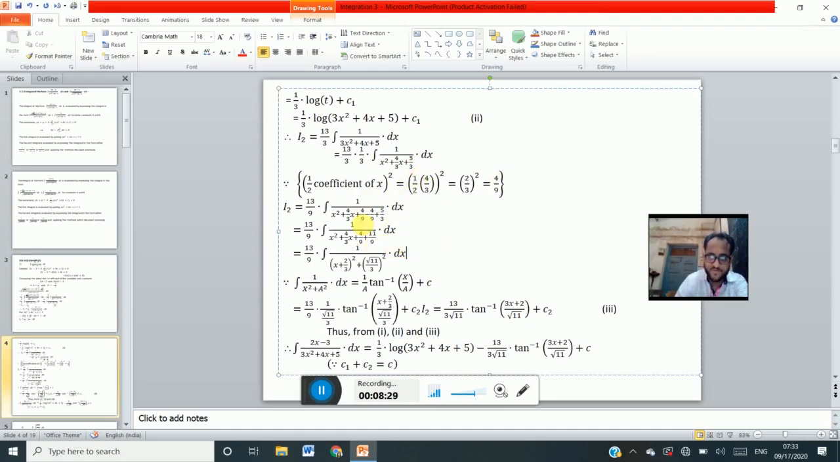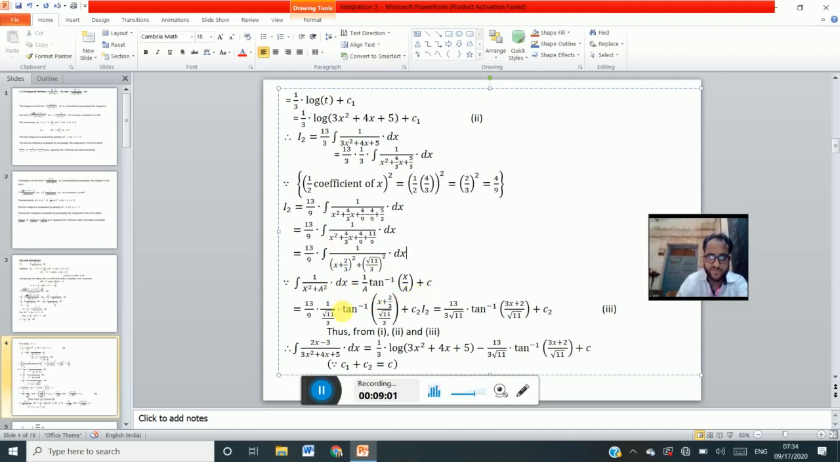Then simplify here. What do we get? x square plus 4 by 3x plus 4 by 9, and minus 4 by 9 plus 5 by 3, that is plus 11 by 9. Then the first three terms are the perfect square, x plus 2 by 3 whole square, and 11 by 9 in square form is root 11 by 3 whole square. Then this is the standard form we get, integration of 1 upon x square plus a square. According to that, it is 1 upon a tan inverse x by a, plus c.